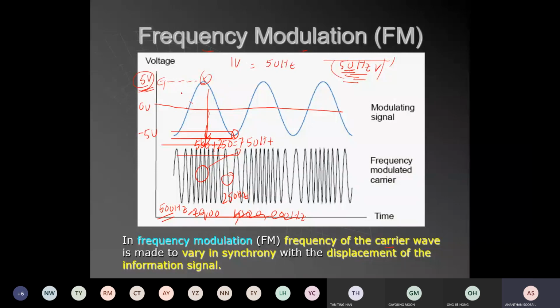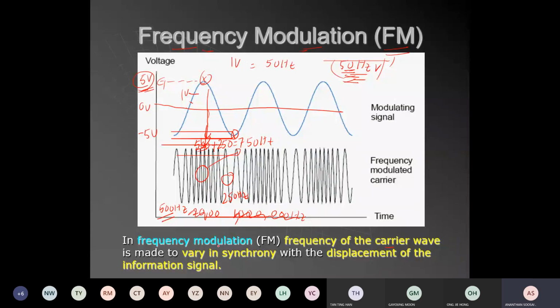So if the signal becomes 1 volt, the frequency rises by 50 hertz. The original frequency is 500, let's say. If the signal becomes 1 volt, the frequency changes to 550. If the signal becomes 2 volt, it becomes 600. So the frequency is going to change to carry the signal. And this is called frequency modulation, FM.